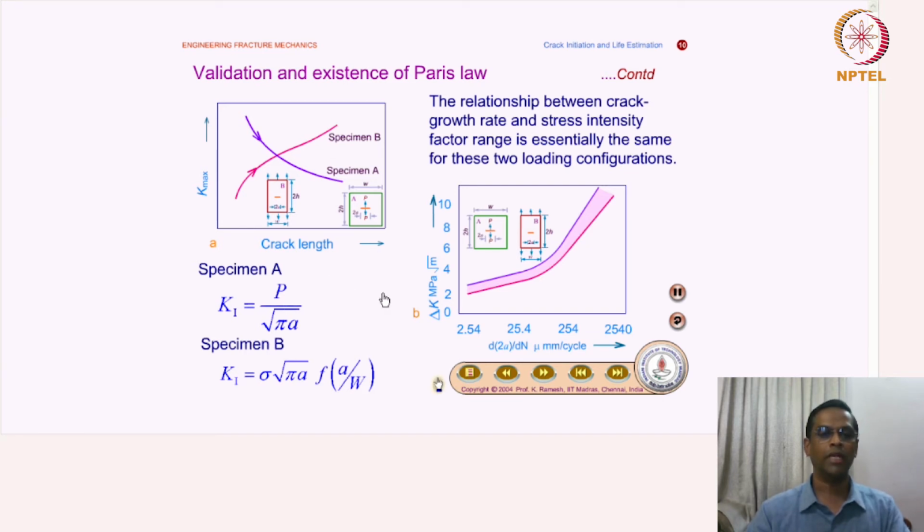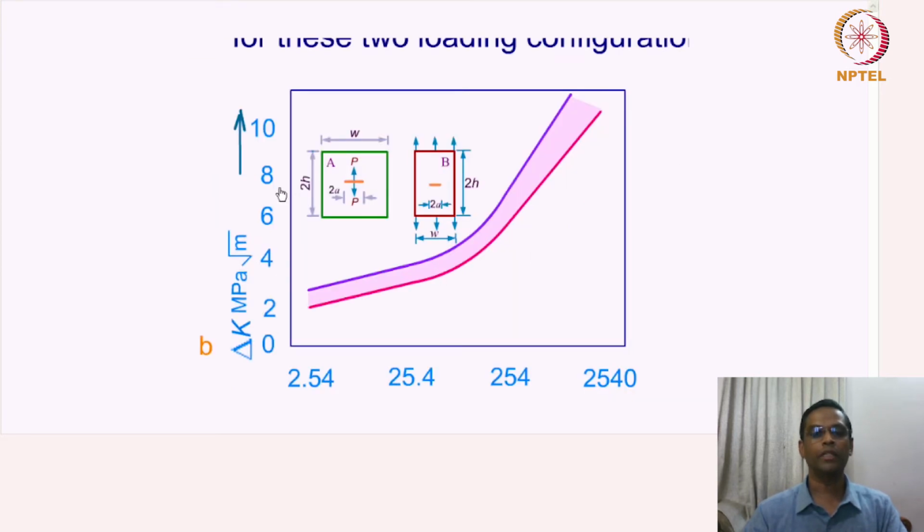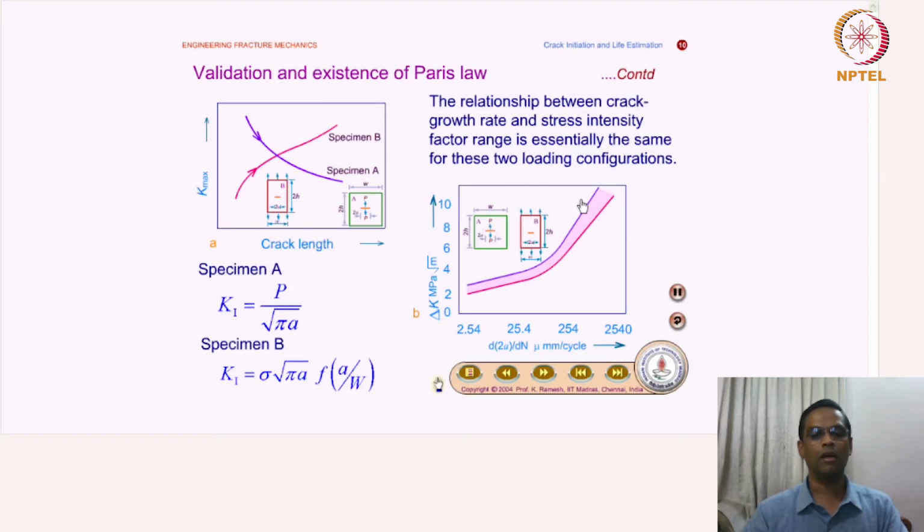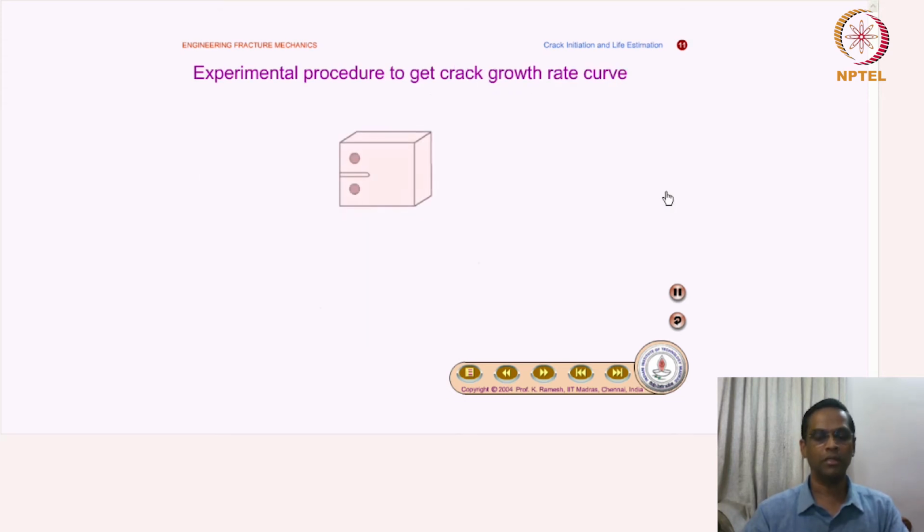But the data for these two different specimens are plotted in this fashion: delta K versus da by dN. The relationship between the crack growth rate and the stress intensity factor range is essentially the same for these two loading configurations. So that means for these two different specimen configurations, what you see here is almost a similar trend. So that means the Paris law is valid even for different specimen loading history.